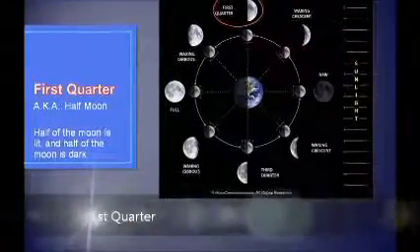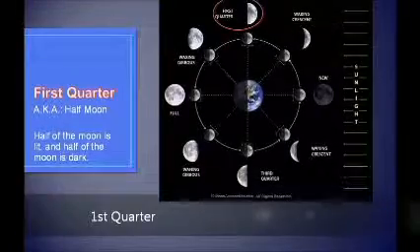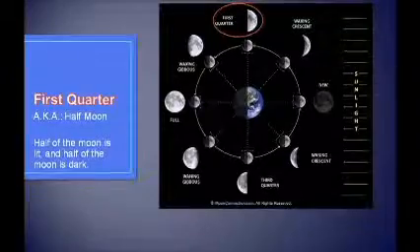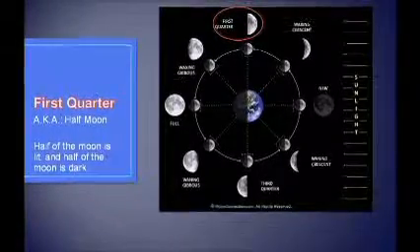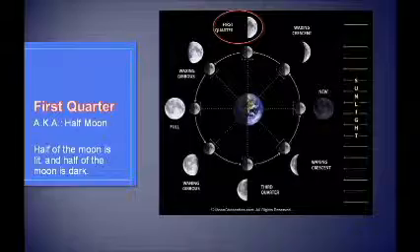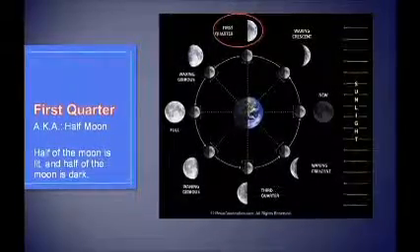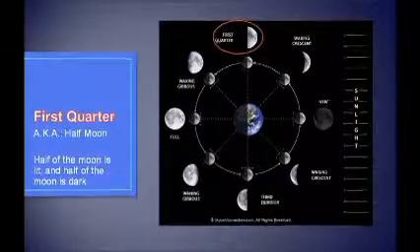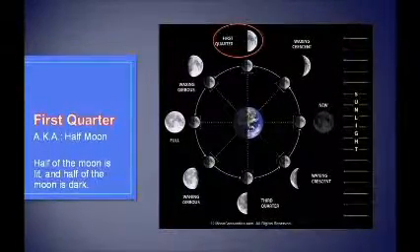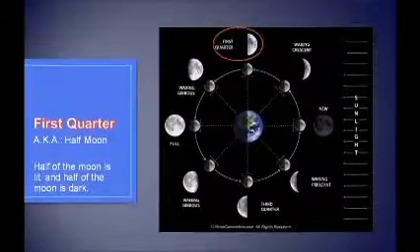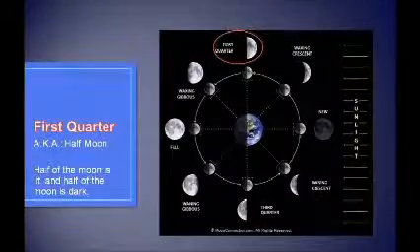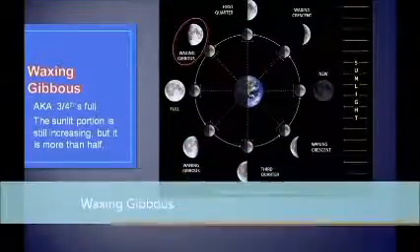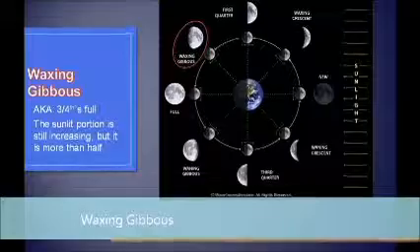Now the third stage we're going to look at is the first quarter. This is also known as a half moon. Now, this is the first half moon you will see in the phases. It's half of the moon is lit and half of the moon is dark. So, the sun's reflecting on half of the moon, letting us see it on Earth. The other half of the moon is completely in the dark, though. So, aka half moon.